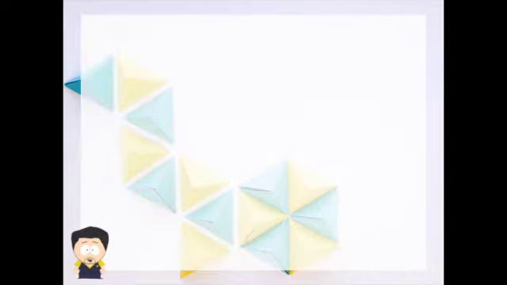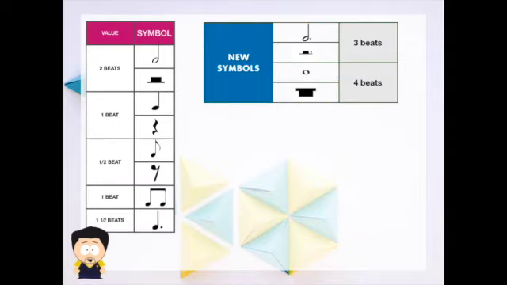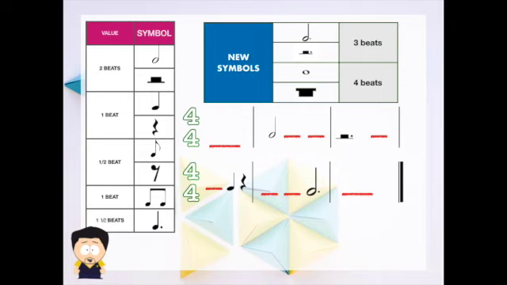This time, I'm introducing two new symbols, the whole note and the whole rest. Both of them are four beats all in all. And these are the patterns that we are going to solve. Let's go for the first measure. I only need one symbol for the first measure.